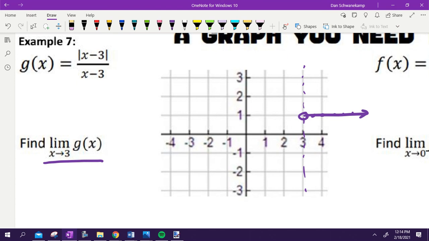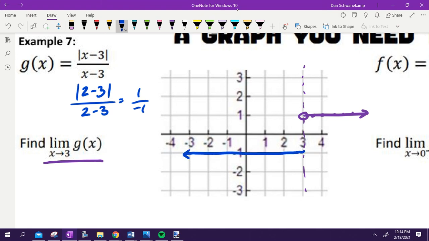I need a number less than 3 as well. Plug in a number less than 3, like 2. If I plugged in 2, it's 2 minus 3 absolute value over 2 minus 3, which would get me -1 on bottom, but what would it get me on top? +1, because you're doing the absolute value of it. So what's my line going to be for that one? -1. Any number you pick, it's always going to be negative with an open circle right there. That is the graph.